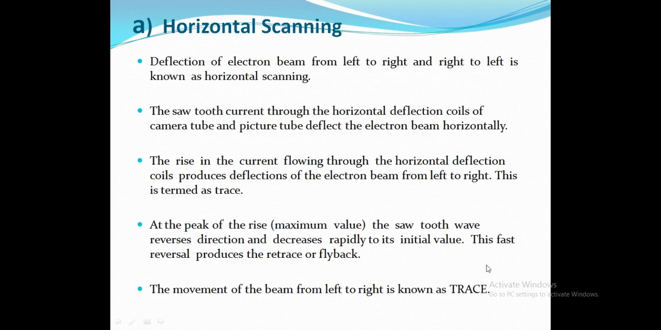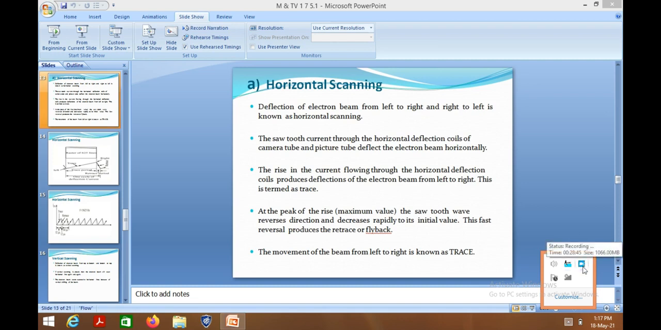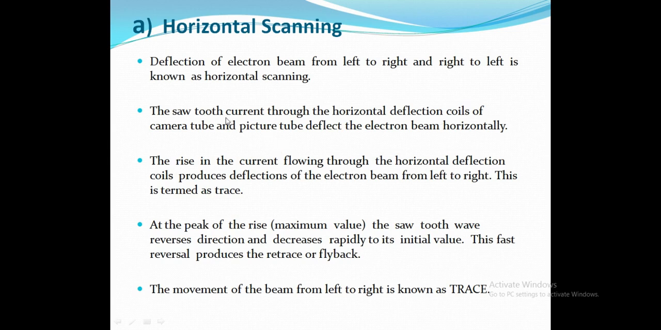Okay, first of all, horizontal scanning. Horizontal scanning means a deflection of the electron beam from left to right and right to left. In horizontal scanning, we start reading from the left top continuously up to the end of the line, and then again the next line. So horizontally, we read from left to right. The deflection of the electron beam from left to right and right to left is known as horizontal scanning.